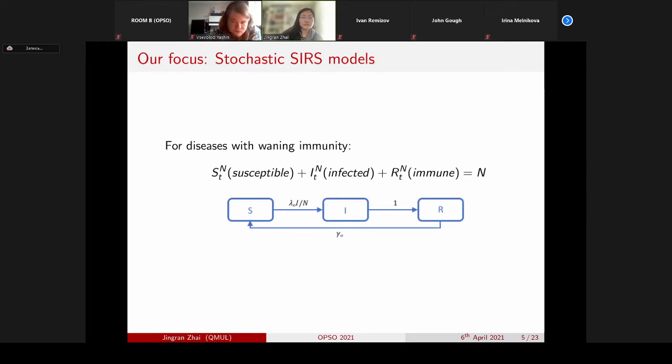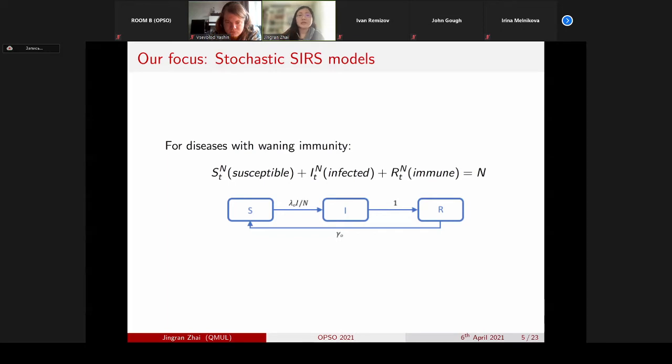So our focus is the SIRS model. The property of the SIS model is relatively well studied, but there are many diseases that actually have waning immunity and thus do not fit the SIS model. For example, influenza or even COVID, really. So this is why it's important we study the type of model called SIRS.